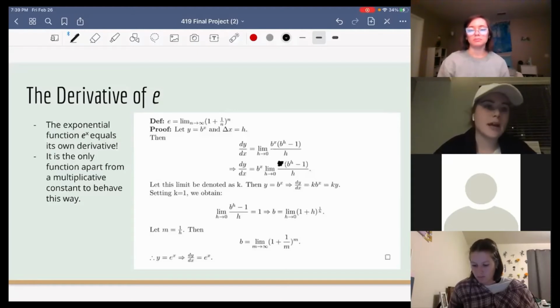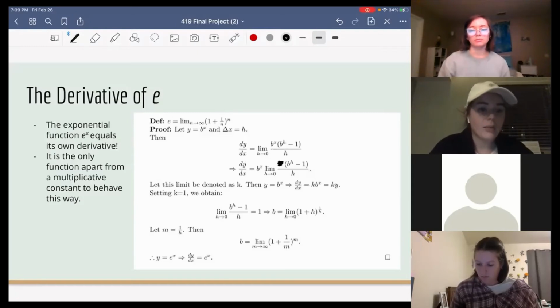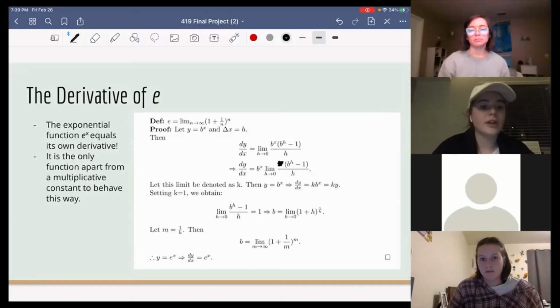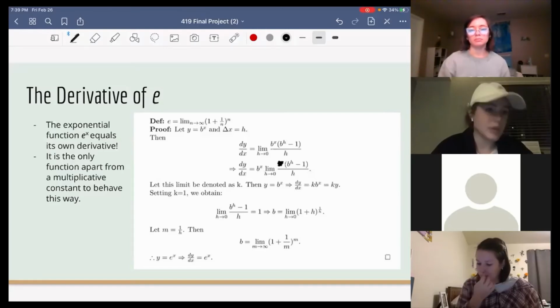Now we just want to let m equal that 1 over h, so we can rewrite it as b equals the limit as m approaches infinity of (1 plus 1 over m) raised to the power of m. And if you look back at the top, that is our definition of e, just with m's instead of n's. And so clearly we can see that this equation will only hold if b is equal to e.